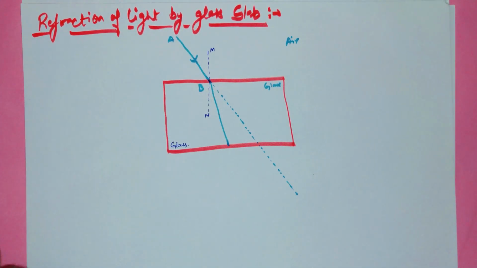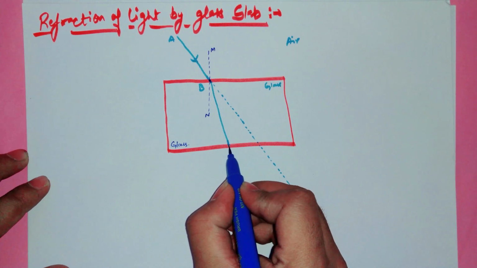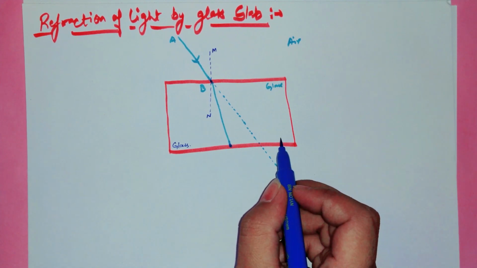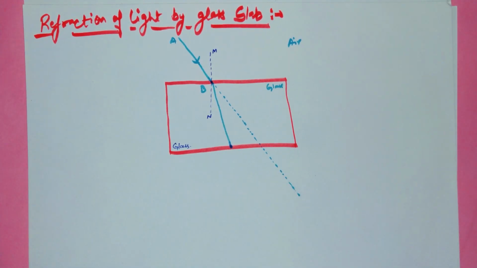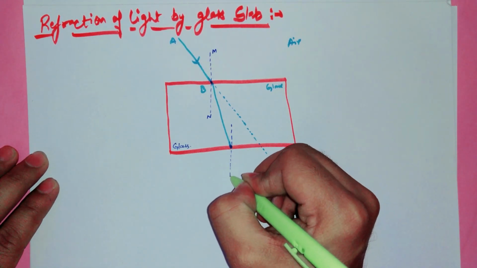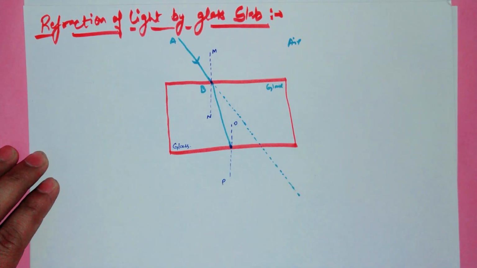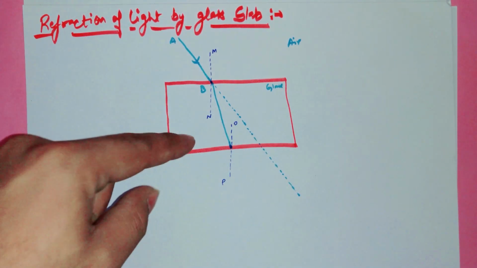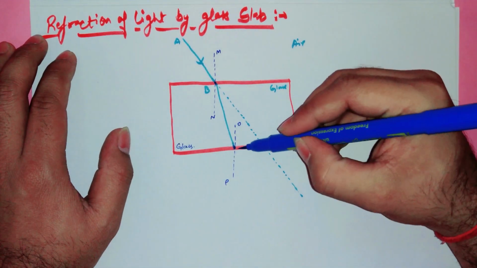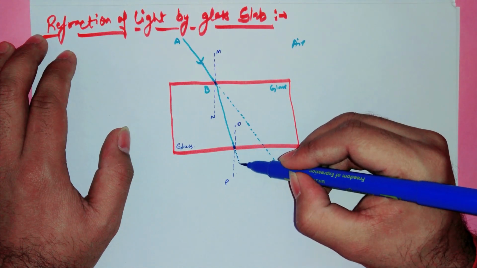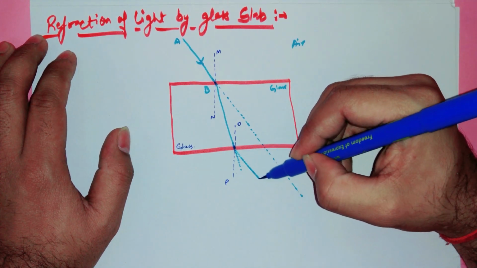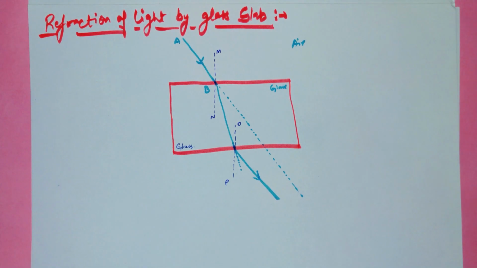Now again we can see this is the interface, because there is also change in medium. This is glass and now this is air. At this point we can also draw a normal, we can name it OP. Now when light goes from denser medium to rarer medium, it bends away from the normal. It should go like this if there is no change in medium, but since there is change in medium, it will bend away from the normal. It will go like this.